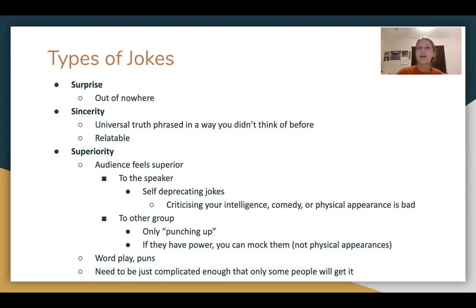For example, I can talk about some rich billionaire and make jokes like, oh, if only we had as much money as them, because that's making fun of someone who's more privileged than me. But I could never do the same on the opposite end, because that's offensive. And if you are punching up, you need to make the joke about something tangible and not about physical appearance. Physical appearance is something you always want to steer clear of.